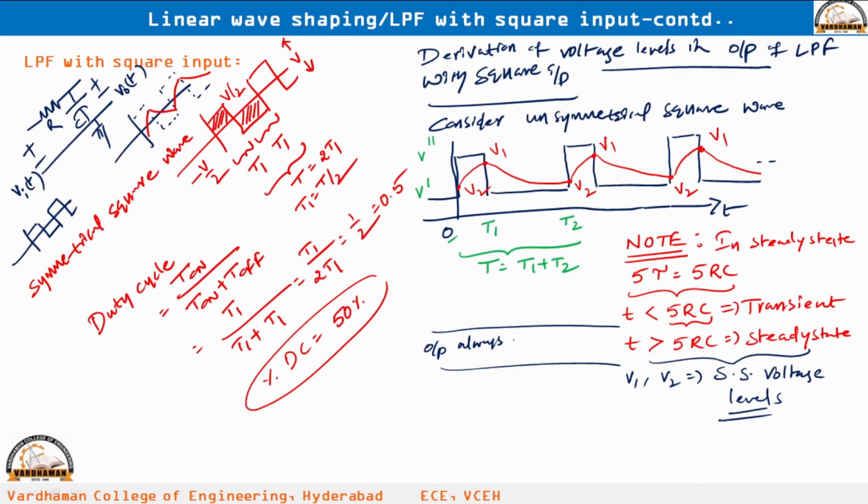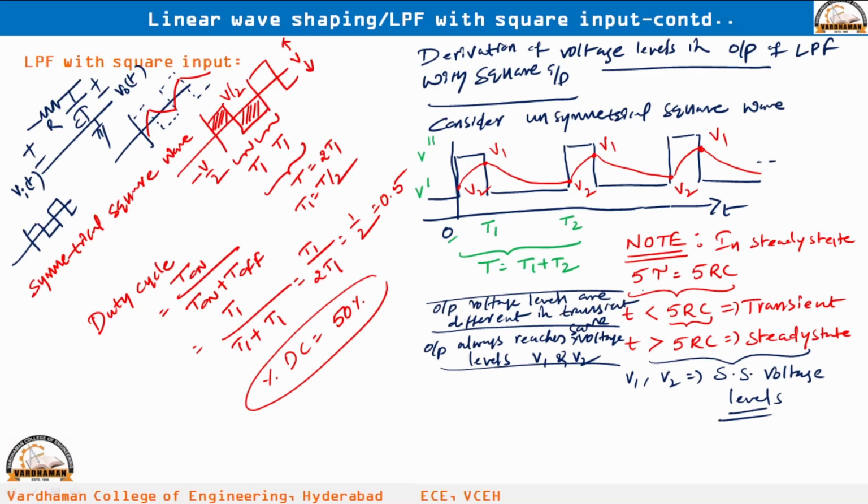So, output always reaches the same voltage levels, V1 and V2, very important. Okay. Because we are working in the steady state, the output always rises to V1 and falls to V2, that is compulsory. But what is happening to the output voltage levels when it is in the transient period? Output voltage levels are different in the transient period.